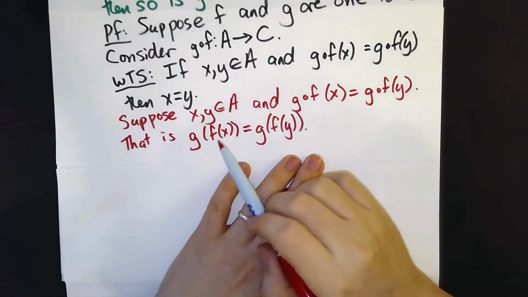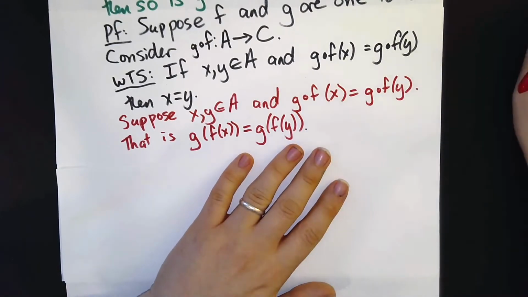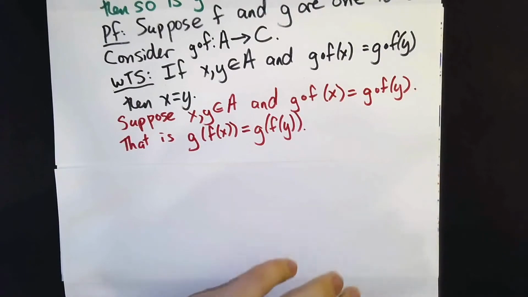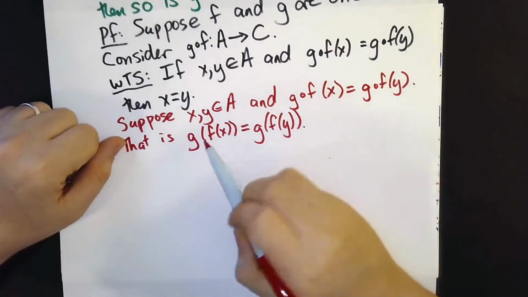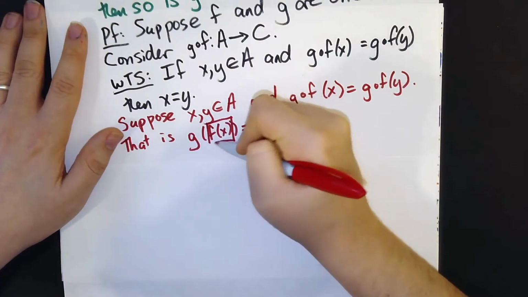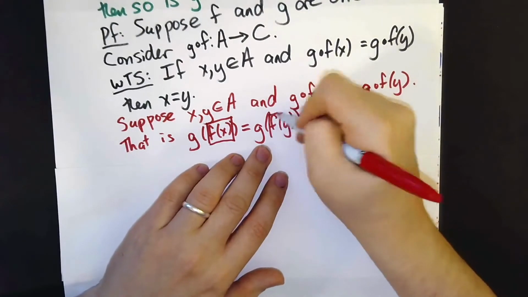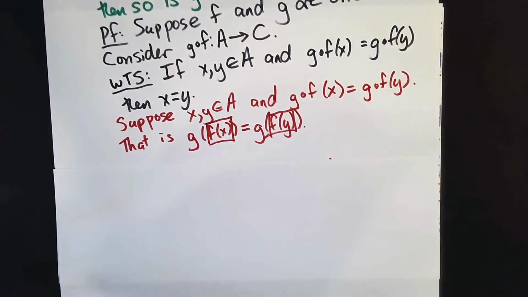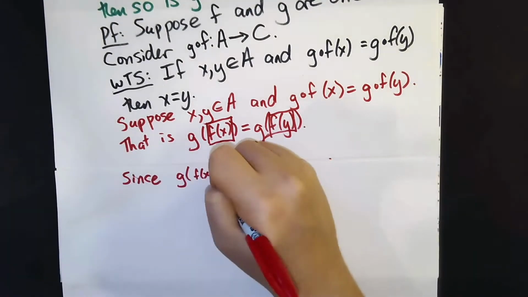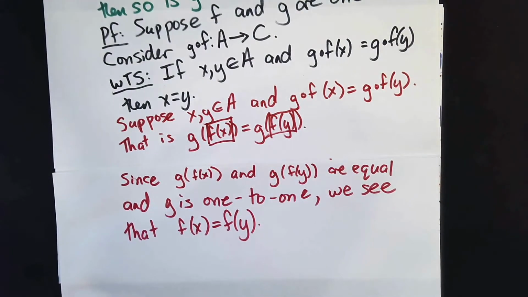Okay, so what am I meant to do with this information? Well, remember, I have some hypotheses. I know that f and g are one-to-one. And it may not look like it immediately, but if I actually look at this, g of f of x and g of f of y are equal. And so what does that tell me? Well, since g is one-to-one by assumption, that tells me f of x and f of y are equal.